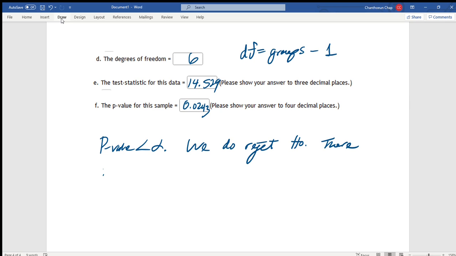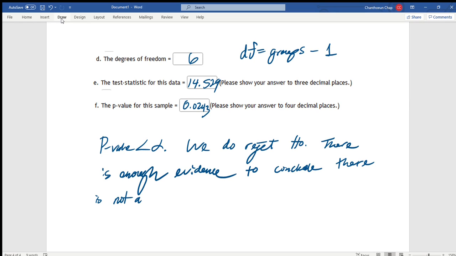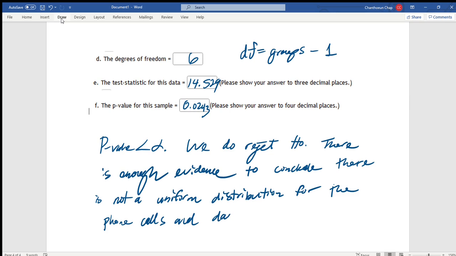There is enough evidence to conclude our alternative hypothesis. Recall the alternative hypothesis. There is not a uniform distribution for the phone calls and days of the week.